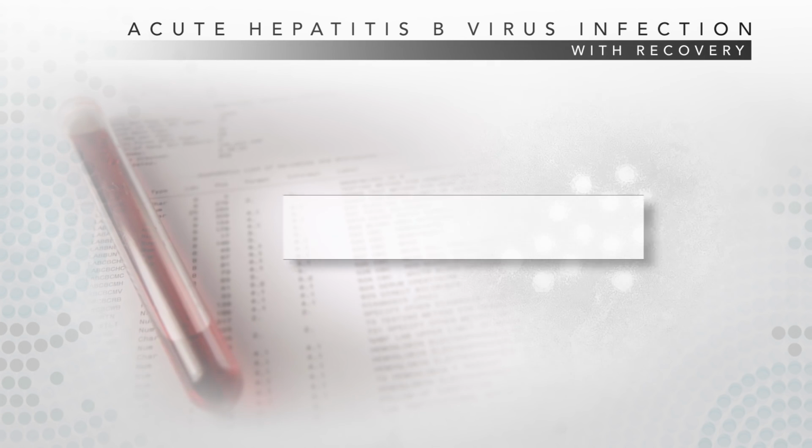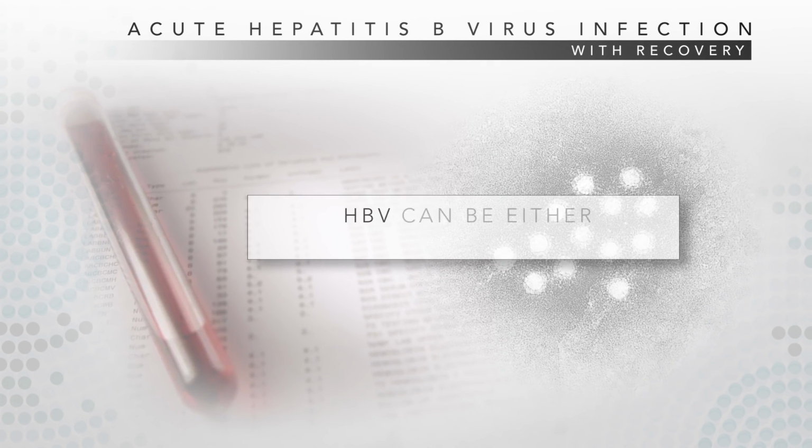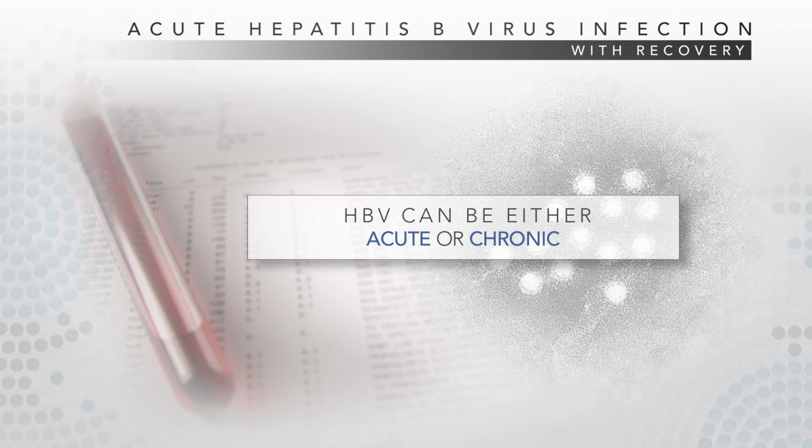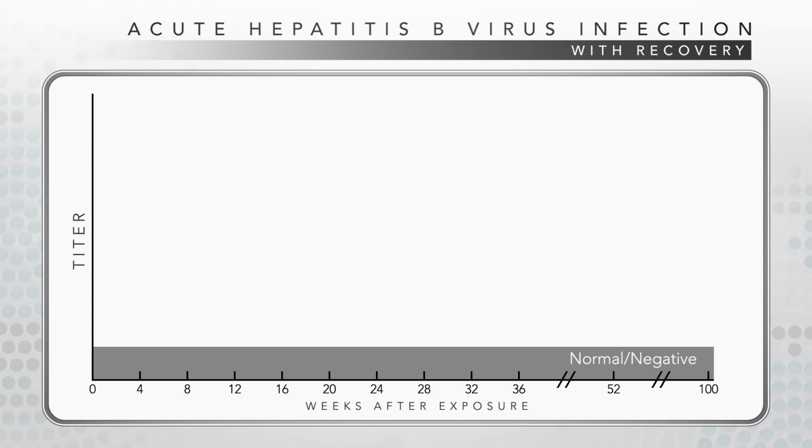Liver disease caused by the hepatitis B virus, referred to as HBV, can be either acute or chronic. The first serologic marker to appear in someone infected following exposure to HBV is hepatitis B surface antigen, referred to as HBsAg.